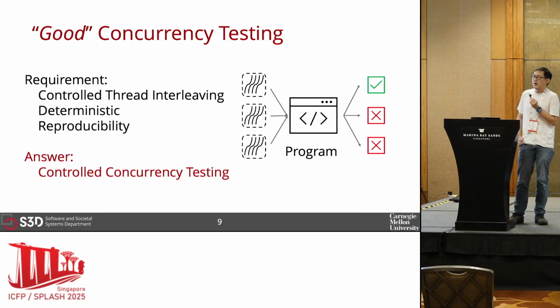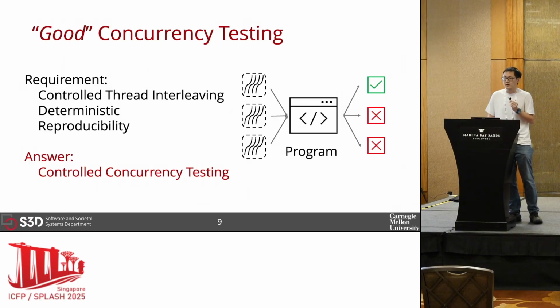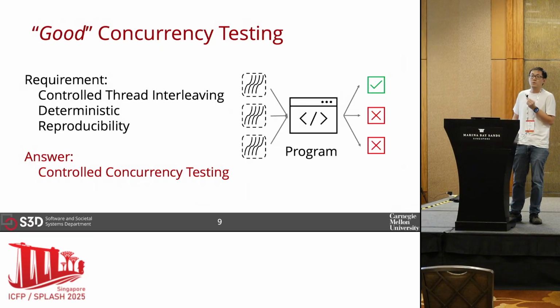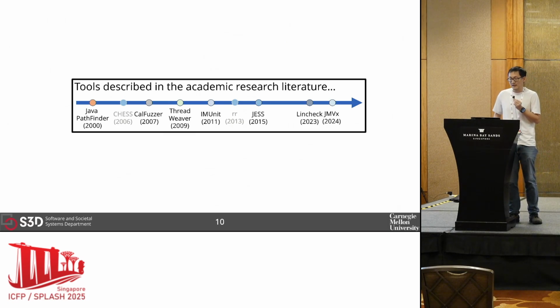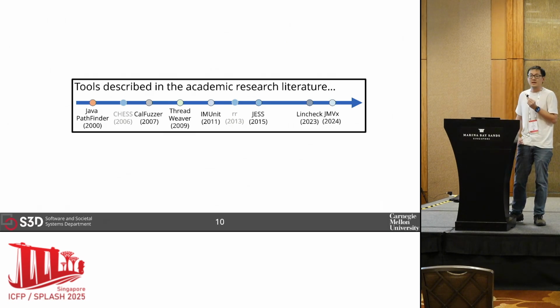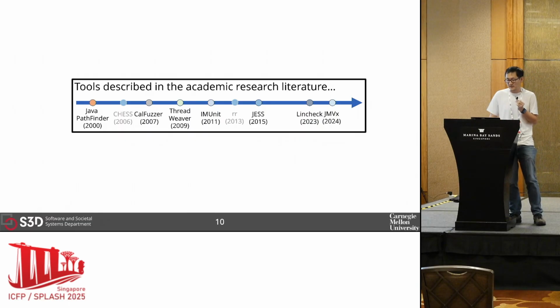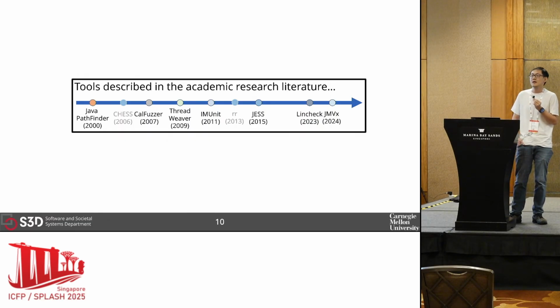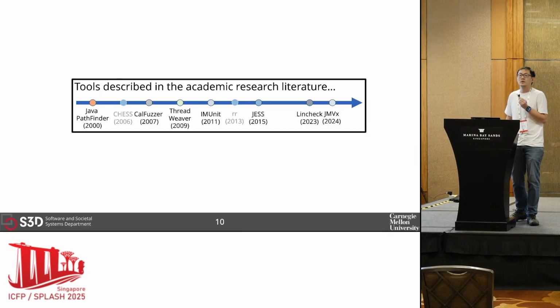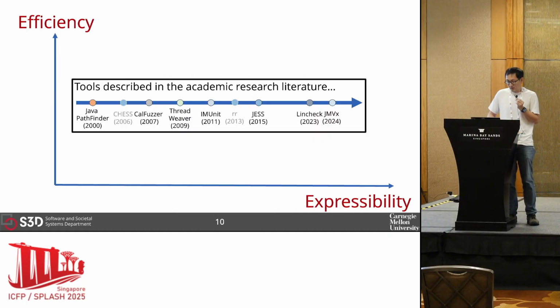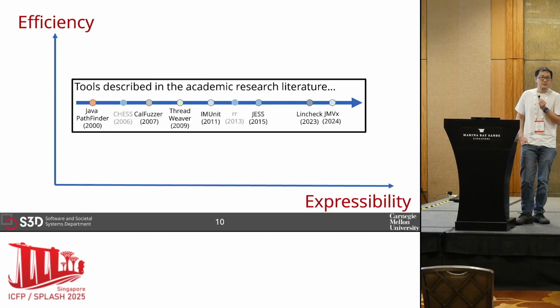And the answer is not new either. We all know that controlled concurrency testing is something we want, and I'm not the first one to implement it. In fact, in 2000, NASA already proposed this idea with Java Pathfinder, a model checking tool that allows you to model the concurrent behavior of a Java program. But why aren't developers using this?